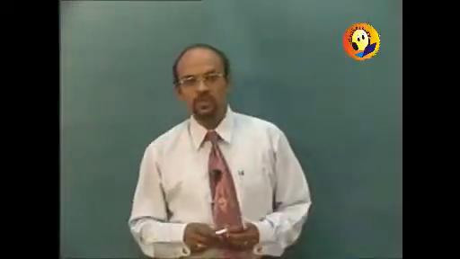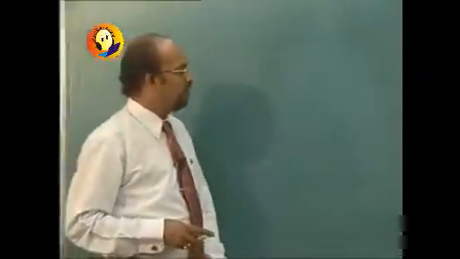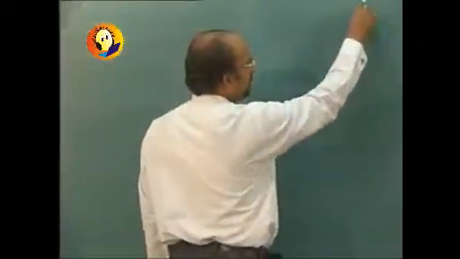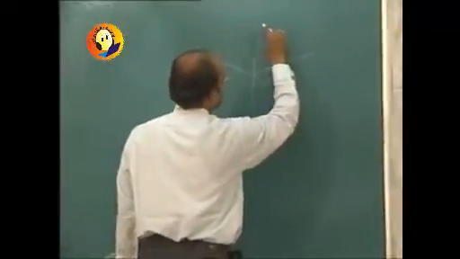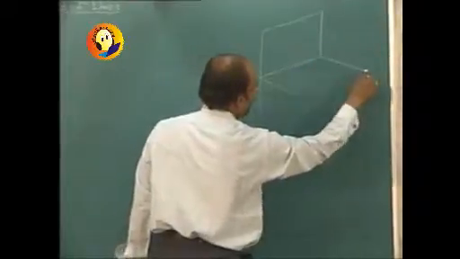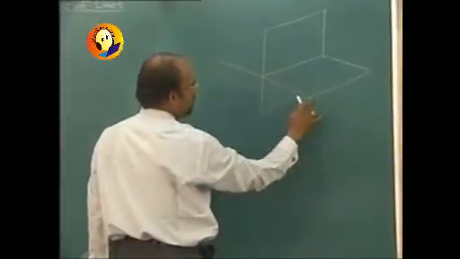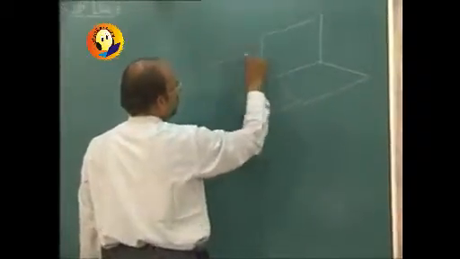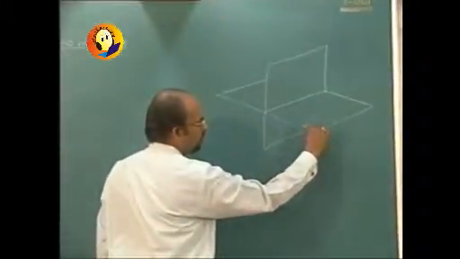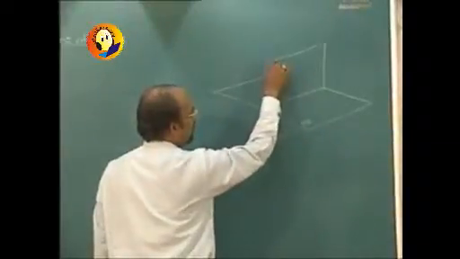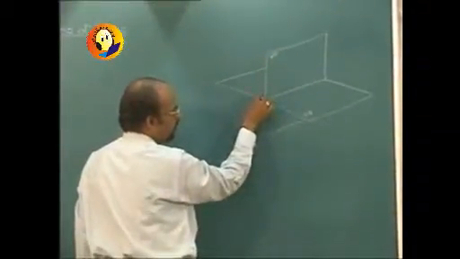Let us start with projections of lines. For projections of lines, we will have to have a brief look at the specifications of quadrants once again. We know that for projections we will be using two planes, namely the horizontal plane and a vertical plane, which are mutually perpendicular to each other.